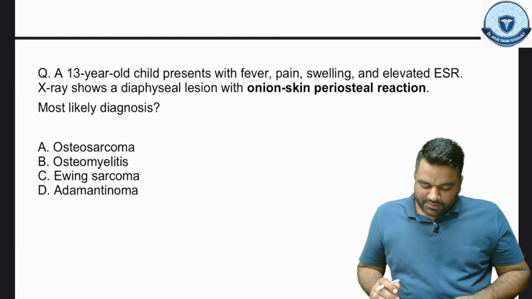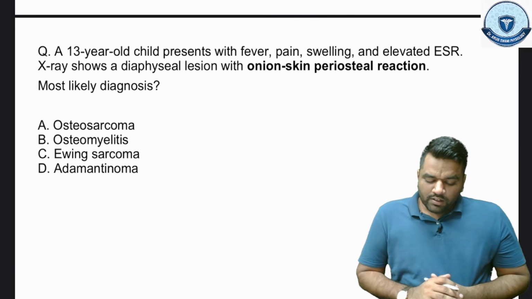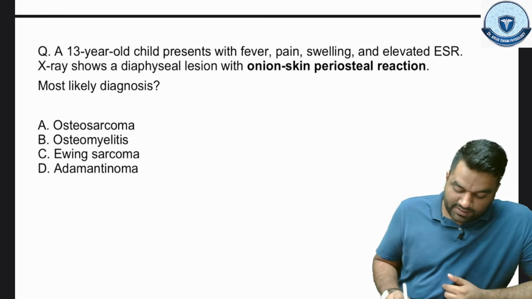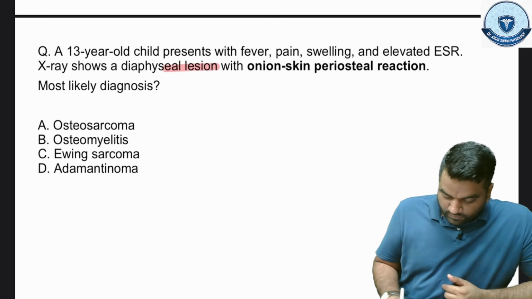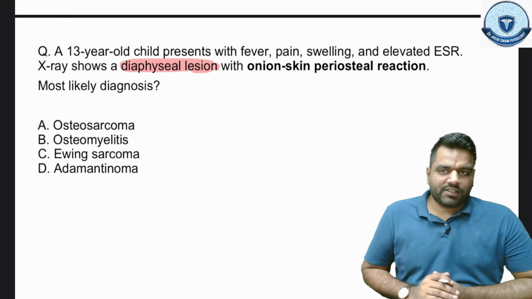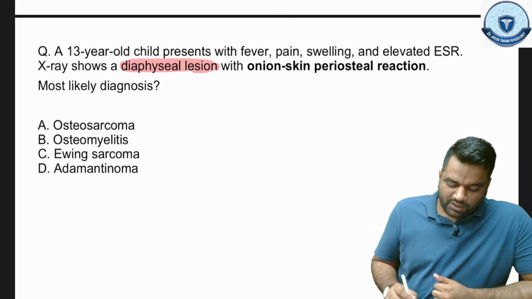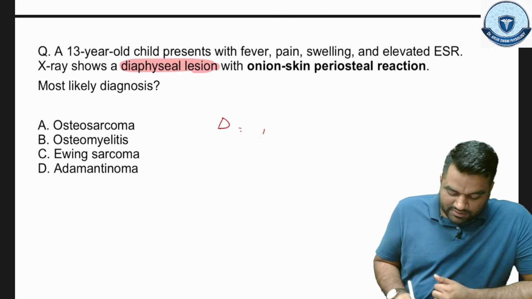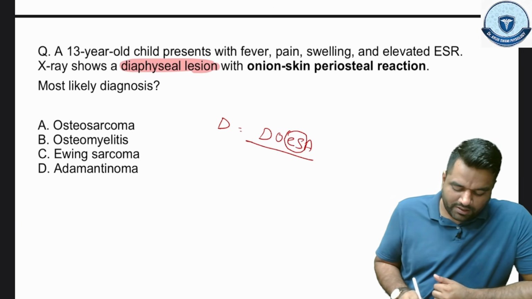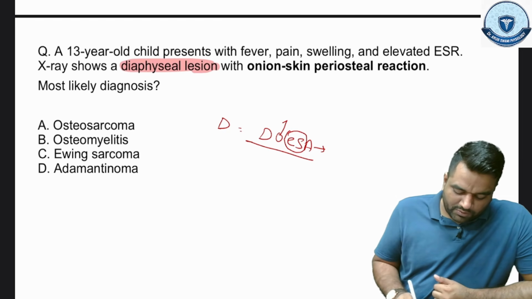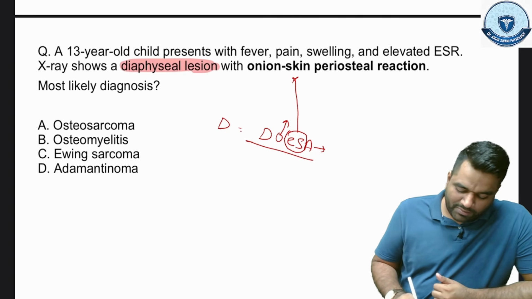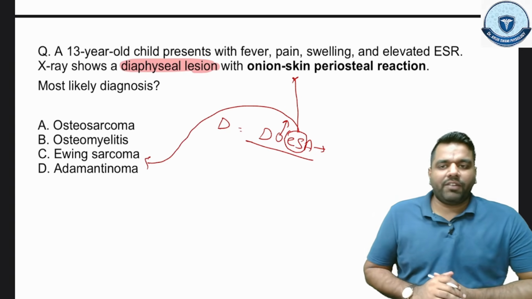Osteosarcoma. The second MCQ, a 13-year-old boy presents with fever, pain, swelling and elevated ESR. X-ray shows a diaphyseal lesion. So here it is a lesion in the diaphysis area, and there is onion skin periosteal reaction. Most likely diagnosis is. So we know that the diaphysis mnemonic is DOESA, right? DOESA stands for Ewing sarcoma, adamantinoma, and osteoid osteoma, right? We know onion skin appearance is seen in Ewing sarcoma. So the right answer of this MCQ is Ewing sarcoma, right?